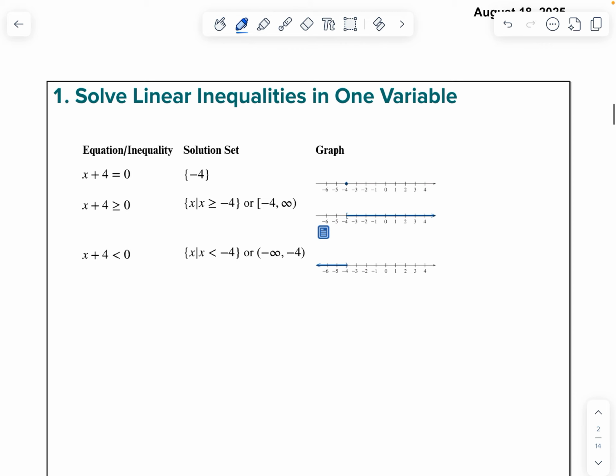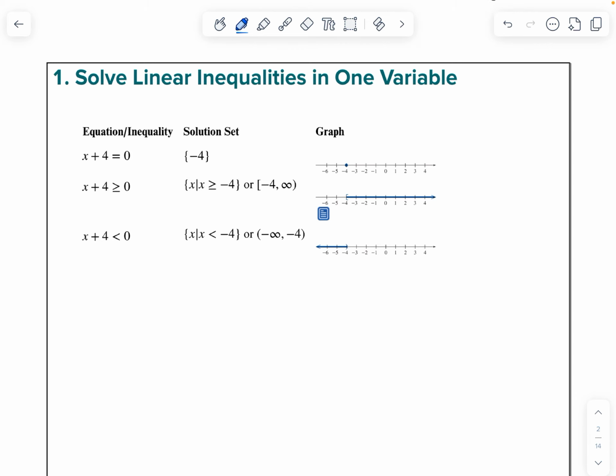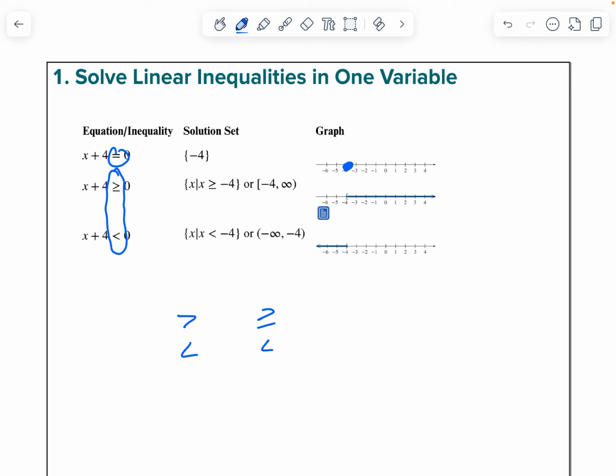An inequality, the only difference in an inequality and an equation like we have been solving is the equal sign, right? So normally our equations have an equal sign. Our solution is just a number. With inequalities, we're not going to have that equal sign. We're going to have these four symbols: greater than, less than, greater than or equal to, less than or equal to. You should memorize those words now.